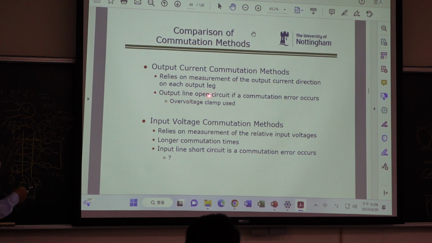The output line open circuit is the commutation error. If you have an error, then you create a commutation error. Then what happens? You create over voltage. You create a spike.